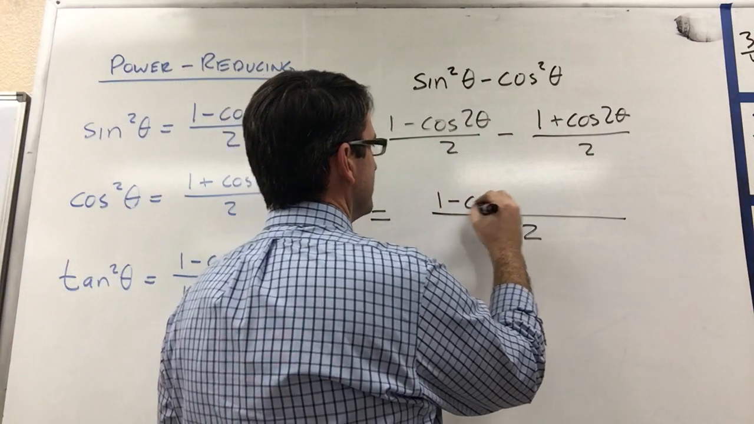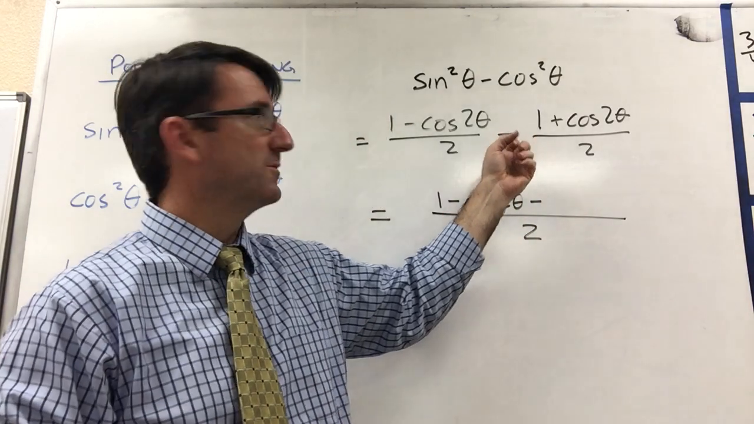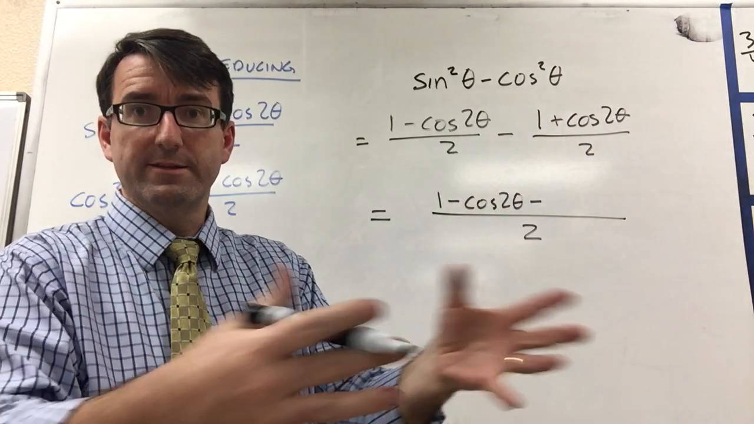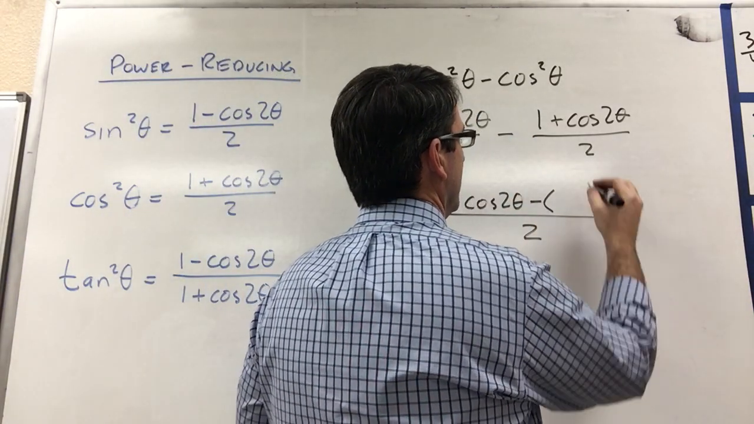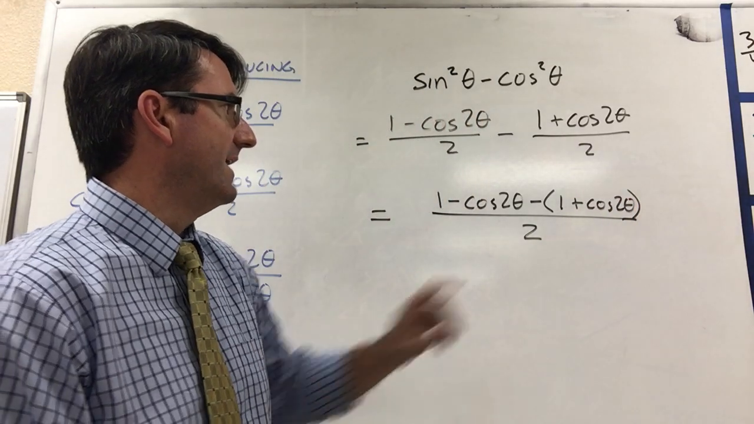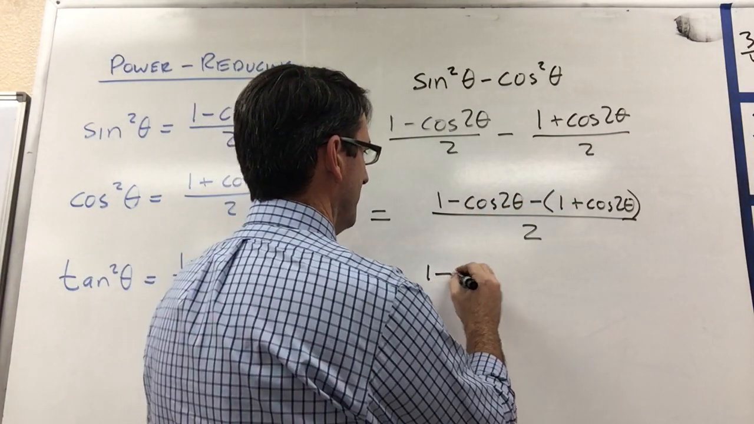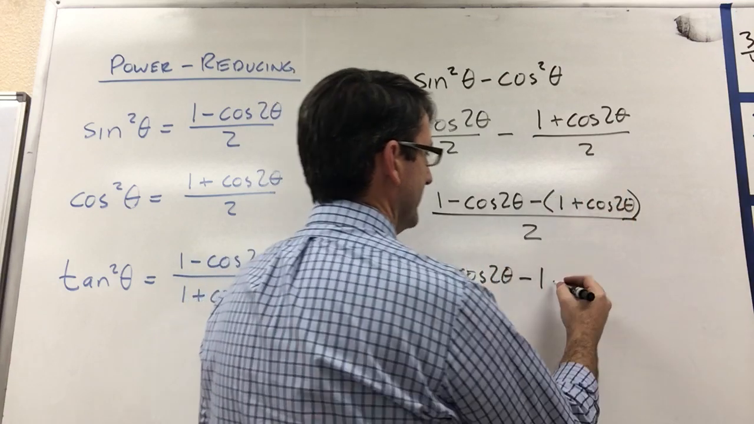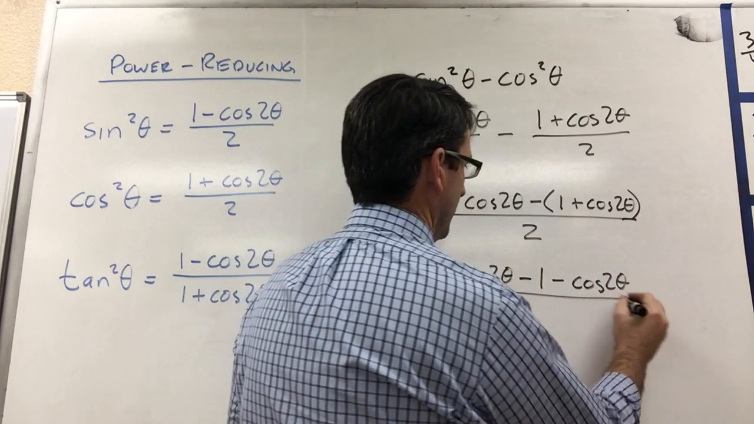So we got 1 minus cosine 2 theta minus, and now be careful here because we're subtracting this entire fraction at once, all together. So we want to make sure we put parentheses here: 1 plus cosine 2 theta. And then we're going to have to distribute that negative sign. So this is 1 minus cosine 2 theta minus 1 minus cosine 2 theta, all over 2.